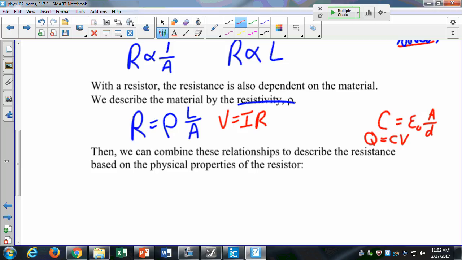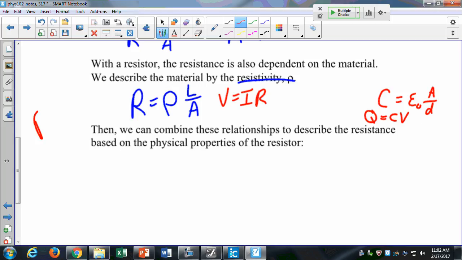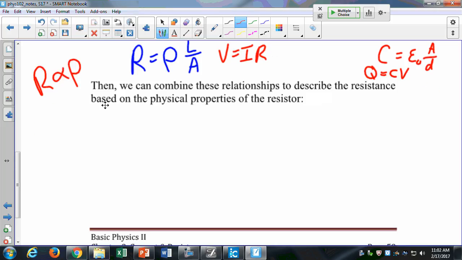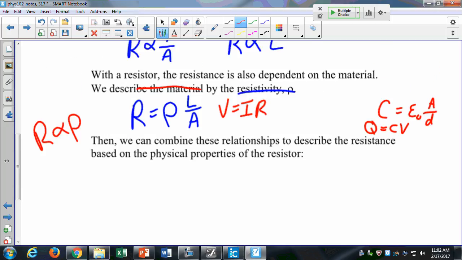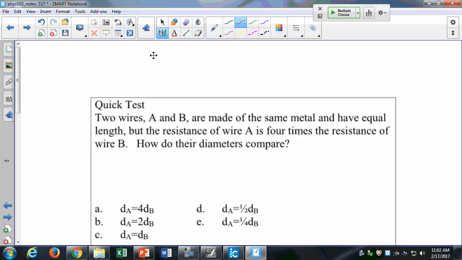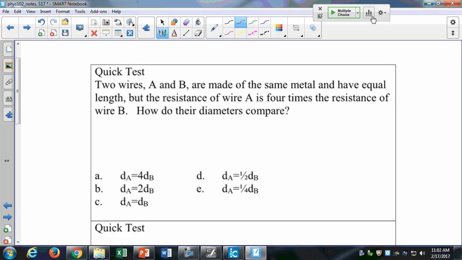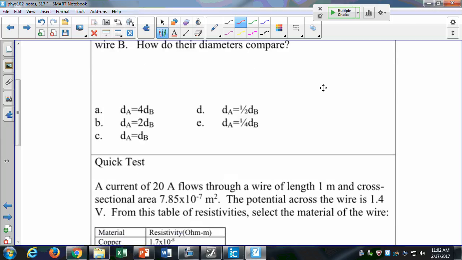All right, let's see. I meant to write here too that the resistance is proportional to the resistivity. And then we come up with this. This is on your equation sheet, so we need to memorize it. Well, let's try this. I think we actually have this a little bit later, but let's try it now.